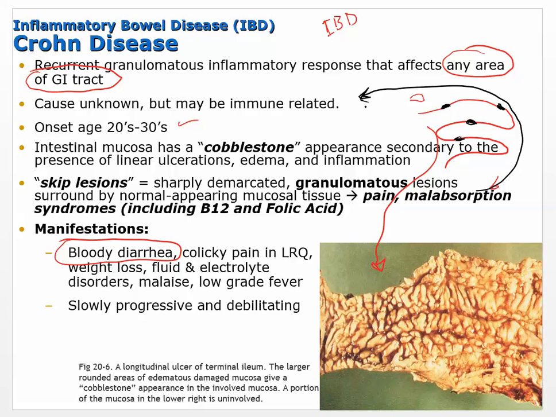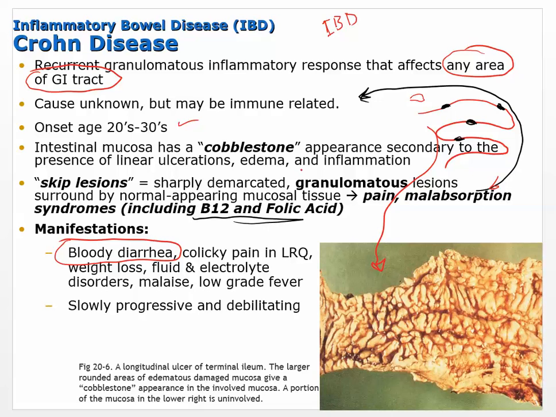I mean, if you're damaging the small intestine, most of the absorption of nutrients and water happens in the small intestine, then it makes sense that Crohn's disease can cause a malabsorption syndrome. Okay? So including B12, folic acid, these things may not be as easily absorbed.